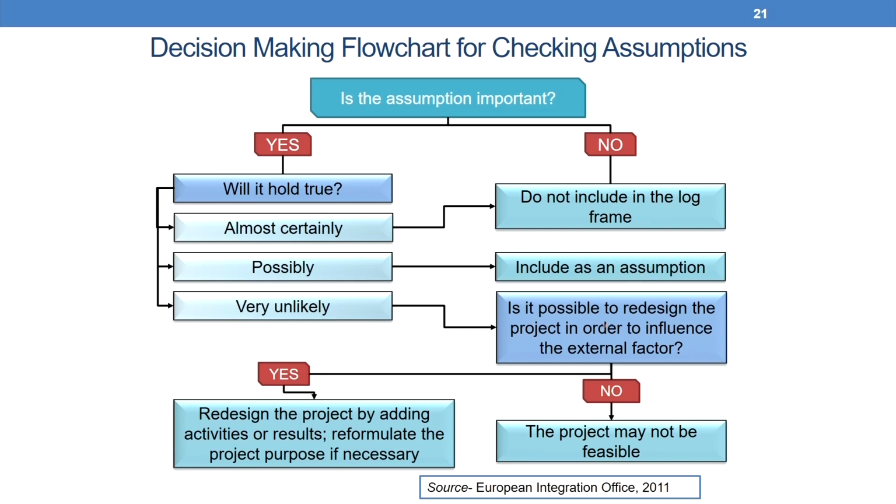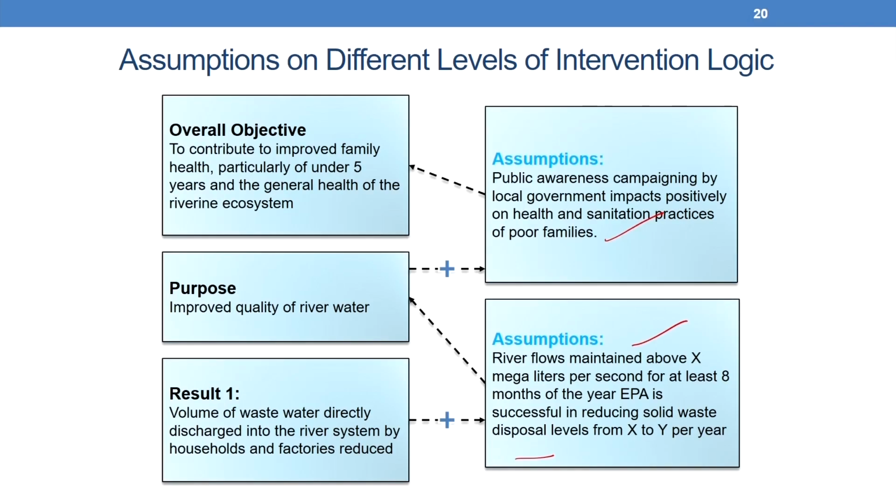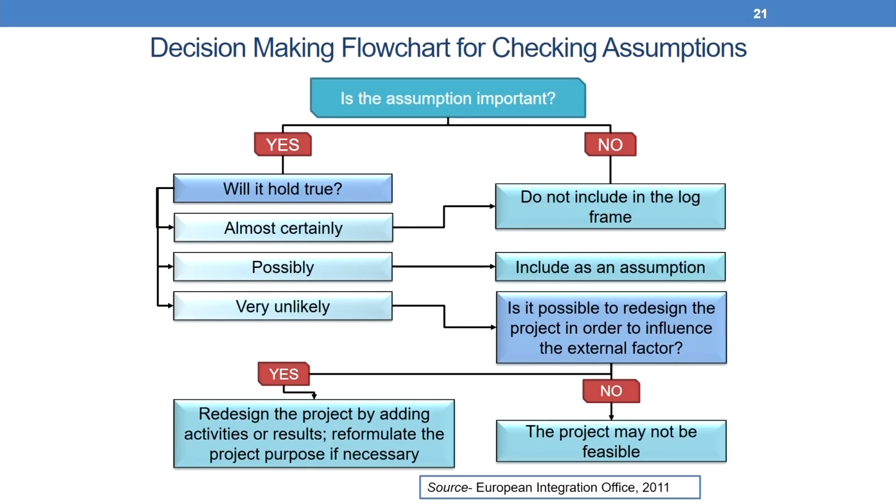Very unlikely, is it possible then to redesign the project in order to influence the external factor? Yes, no. If yes, redesign the project by adding activities or results. If no, the project may not be feasible. So, these are different kinds of decision making flow charts that can be made for checking the assumptions that we are taking for the different levels of intervention logic.